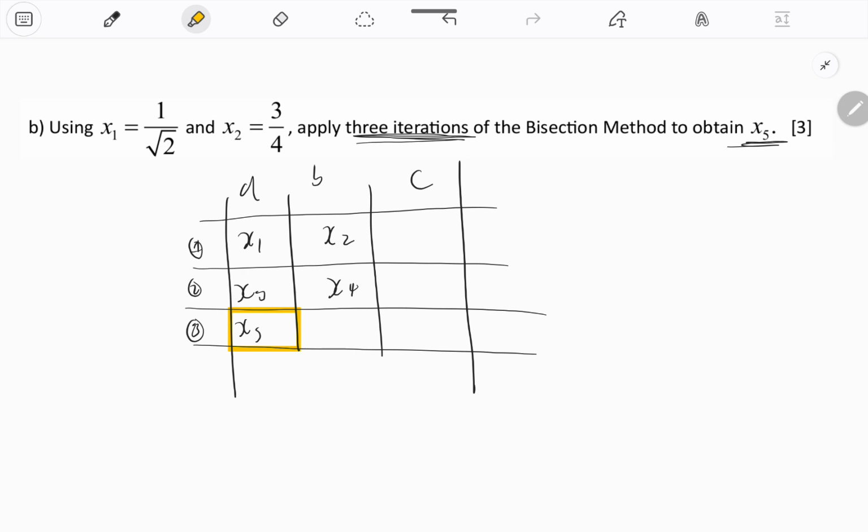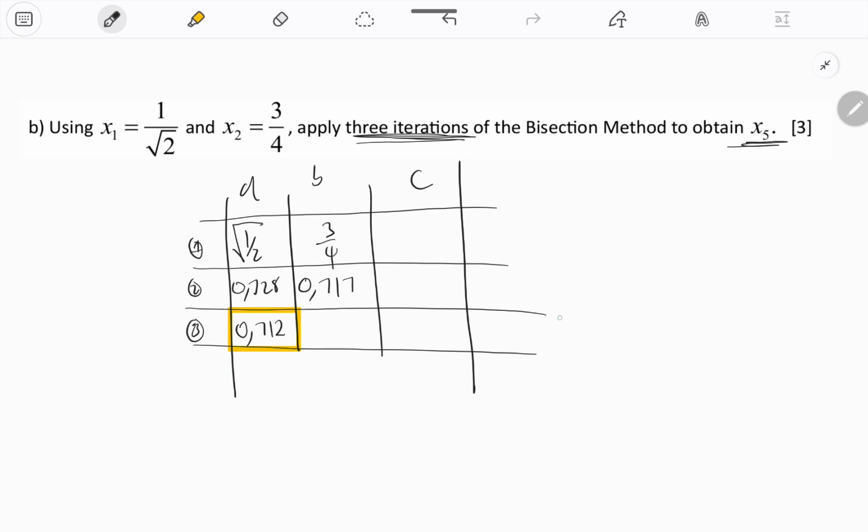So it's not going to look like it's useful for now, but they give us A and B. If you put that in your calculator, you can check whether you got the correct answer. x1 is already given as 1 over root, and x2 is 3 over 4. x3 is 0.728, x4 is 0.717, x5 is 0.712, right?